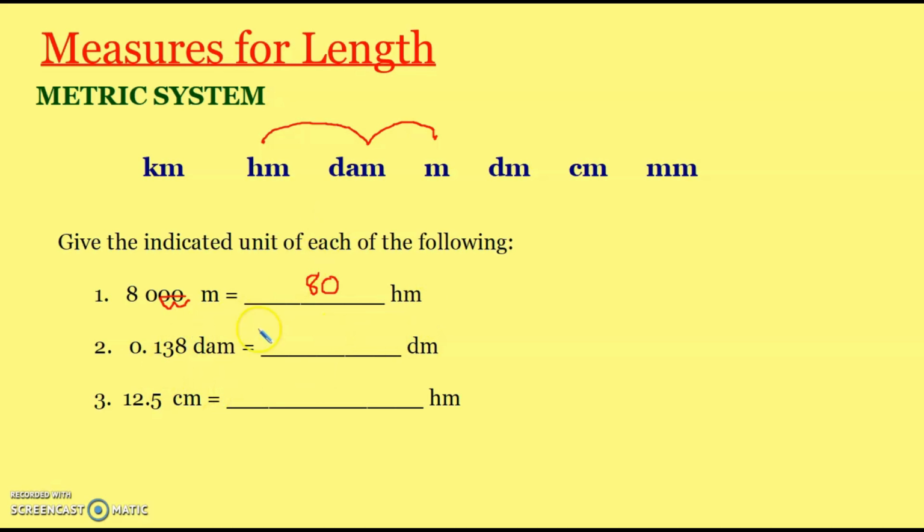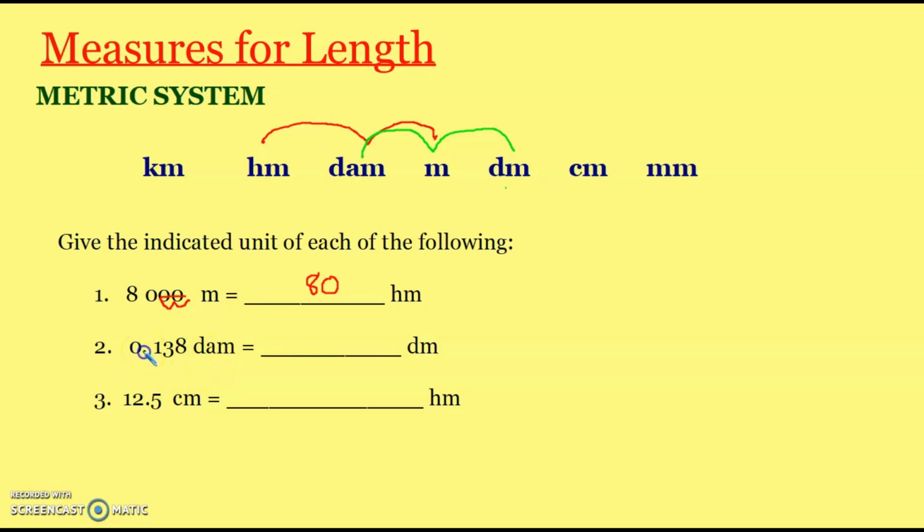Okay? So the next one is 138,000 decameters. This time, we have to look where the decameter is located in our converter, and it's somewhere here. And I am going to convert this into decimeter. As you can see, decimeter is placed at the right side of decameter. So this time, we are converting bigger to smaller, and we take the right direction. Okay? So let's see how many jumps we are going to take. From decameter we have to move 1, 2 units to decimeter.